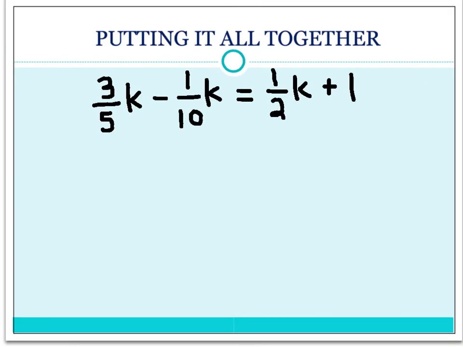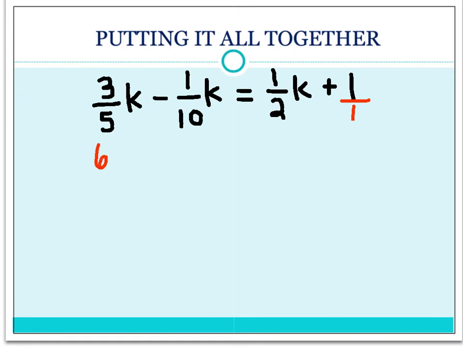Let's see if we can use all of the rules that we have learned in these 3 videos to solve this problem. First thing I notice is that I have fractions. I have to remember, in order to get rid of my fractions, I need to get common denominators. I'm going to put a 1 underneath this, and I'm going to make all of these common denominators. The common denominator will be 10.